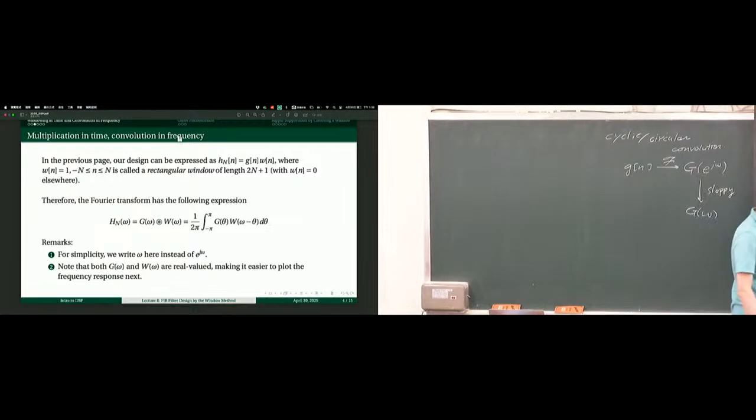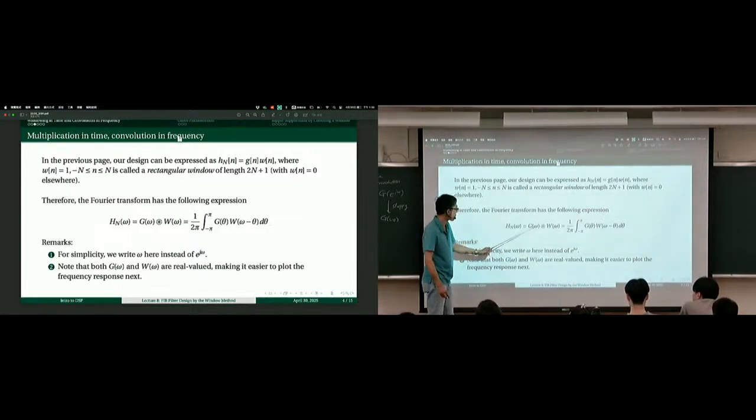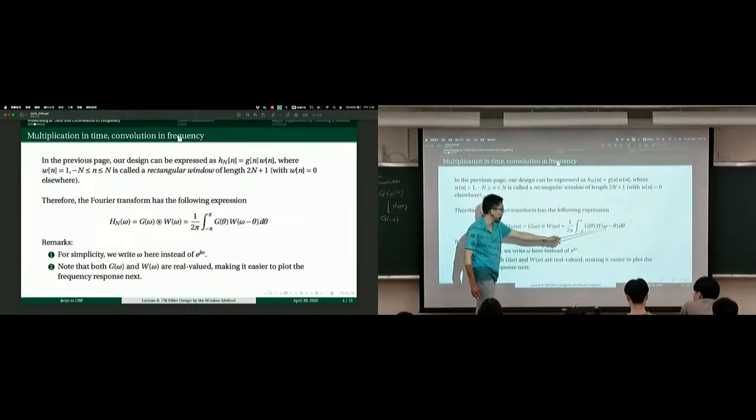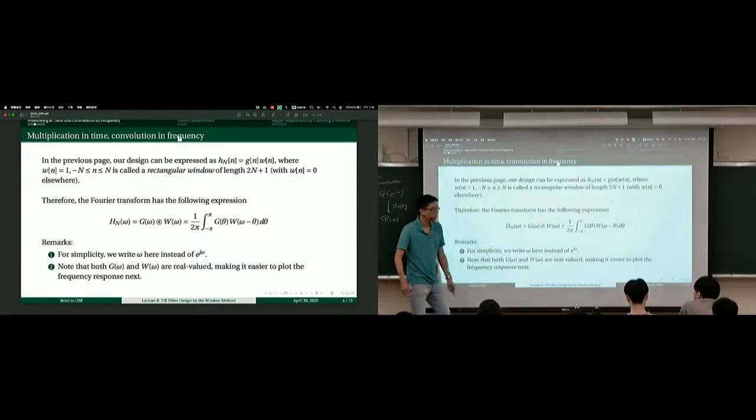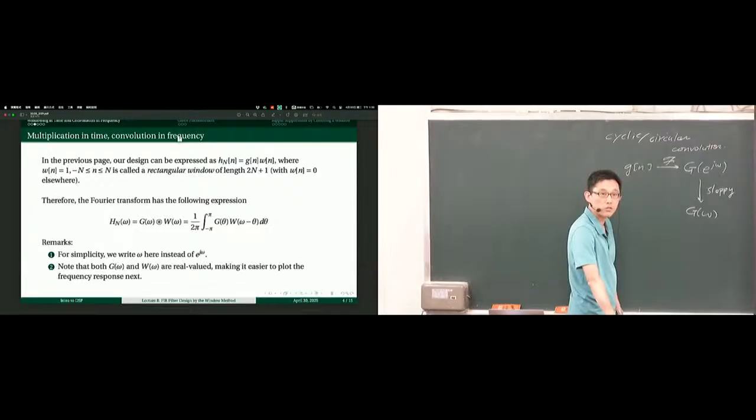We write omega here instead of H omega right here, omega right here, omega right here, and omega right there. This one, if you will, should be e to the j parenthesis omega minus theta. But we are just going to use an easier and more sloppy notation right here. So that's the first remark.